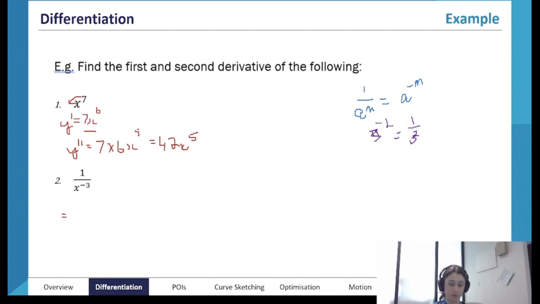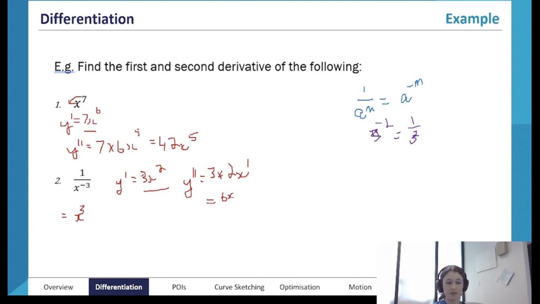So we want to take it up to the numerator, so we're going to change the sign of its exponent. So this is going to give us x to the 3. And now we can find the first and second derivative. So the first derivative, I'm going to take that power out, reduce our new power by 1. Our second derivative, we're going to derive the first derivative here. So we're going to take that old power out and reduce the new power by 1, leaving us with 6x.